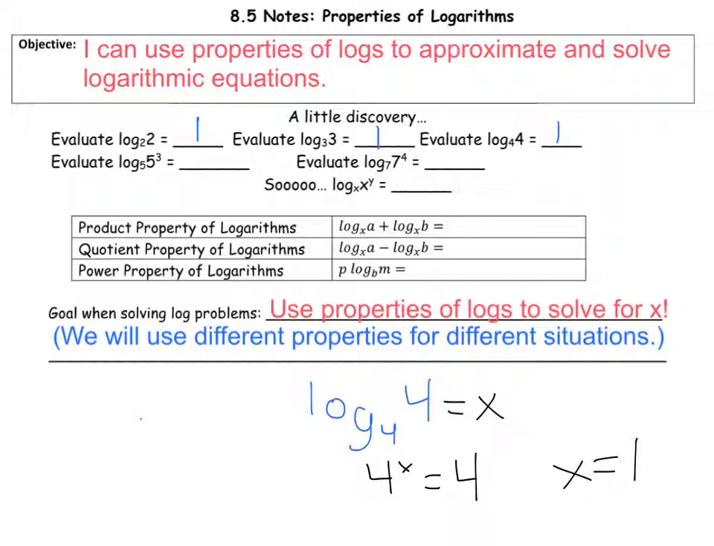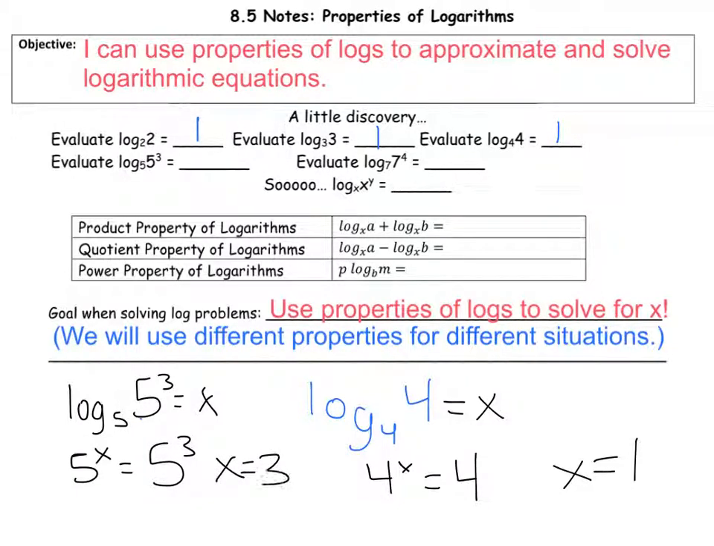So if we take a look at the next example, log 5 of 5 to the third, we could rewrite this. If we have log 5 of 5 cubed, we could set that equal to x. And then we could rewrite that as 5 to the power of x equals 5 to the power of 3. Well, in order to make those be the same, we'd have to say, okay, x equals 3. So when we evaluate, we would get 3.